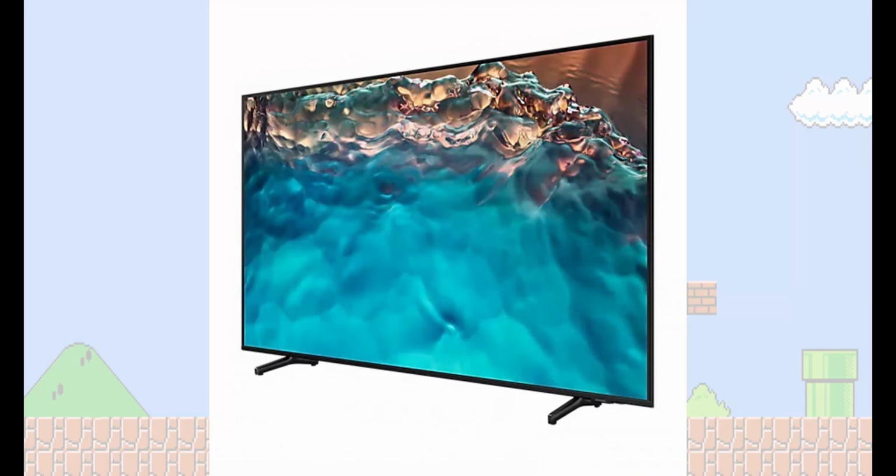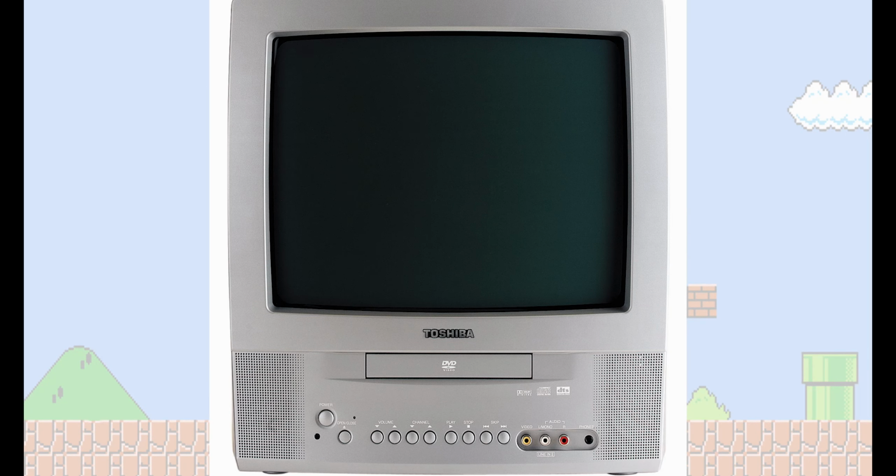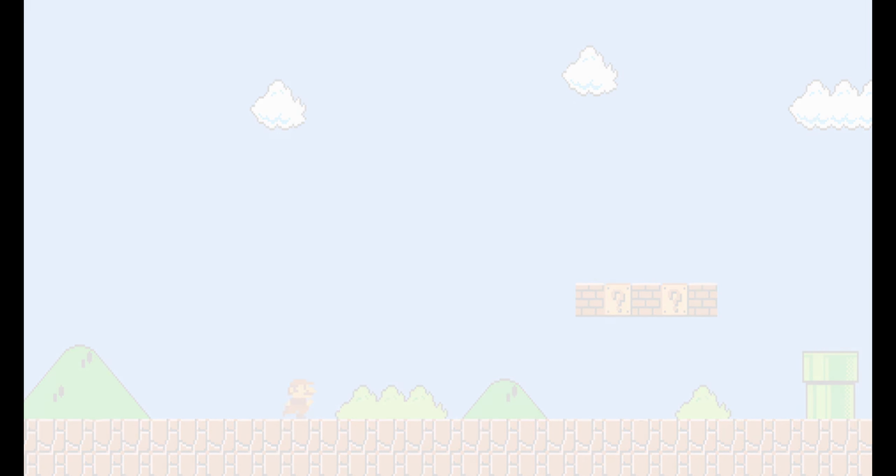Before we had these 4K HD smart TVs, we had these small electronic boxes called CRT TVs that could only produce images made out of pixels. If you look really closely at one of these TVs, you can actually see all the individual one by one pixels. Anyway, I digress. Before we jump into all of that, let's cover the basics.